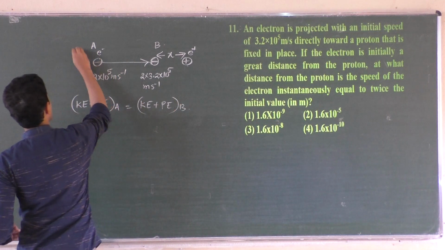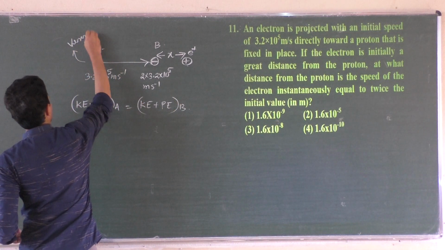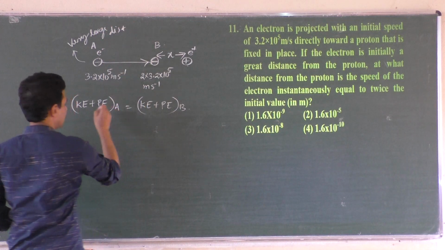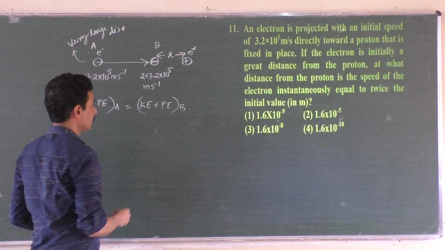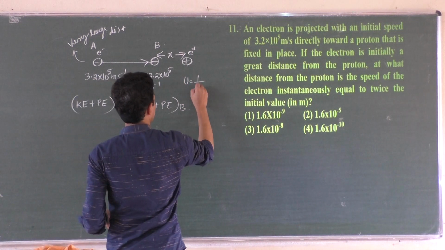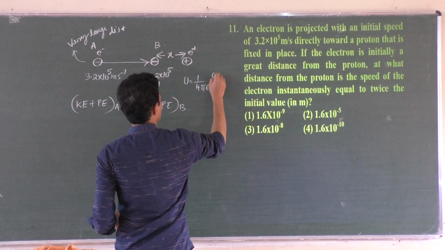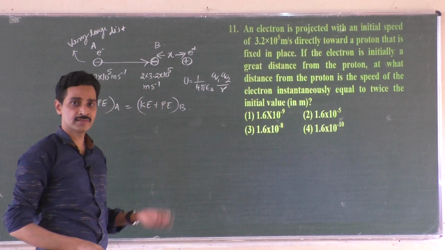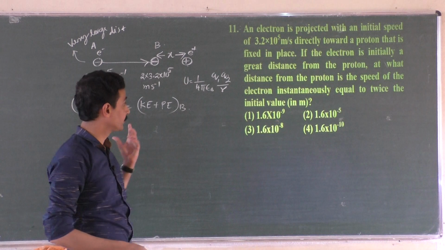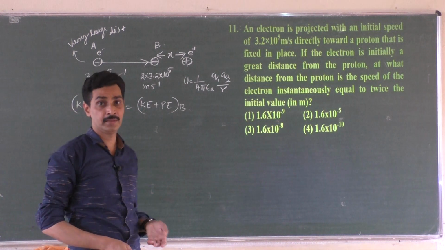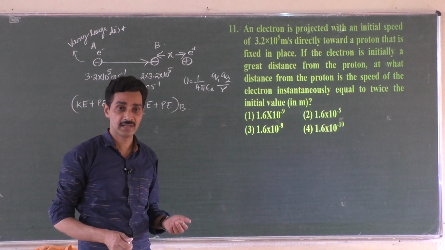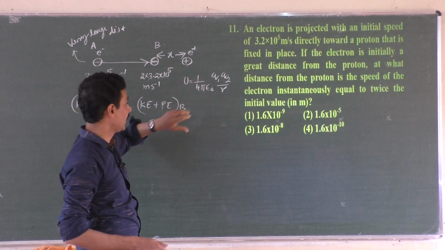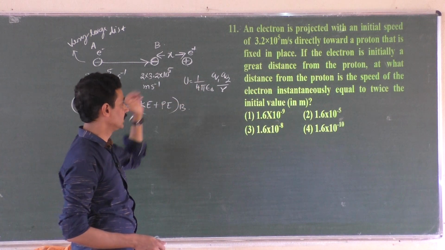Of course, this distance is very large, they have mentioned. At a very large distance, the potential energy can be taken to be 0, because potential energy is given by 1 by 4 pi epsilon naught Q1 Q2 by R, because it is electrostatic potential energy. So this problem goes very similar to the previous one, where the potential energy was minus GMm by R. Here, in the place of G we have 1 by 4 pi epsilon naught Q1 Q2 by R.